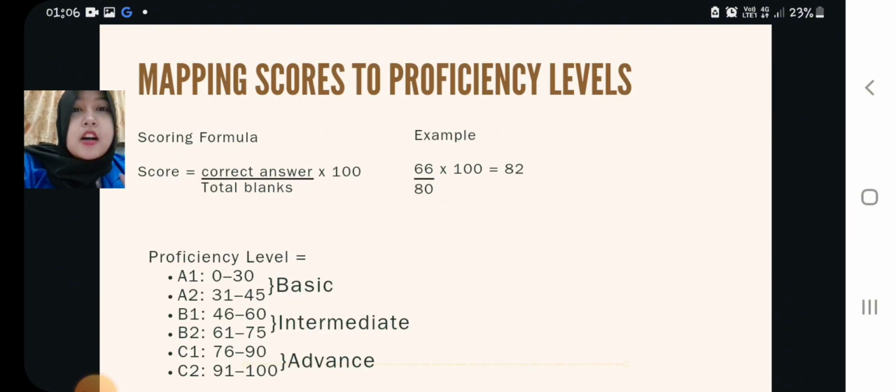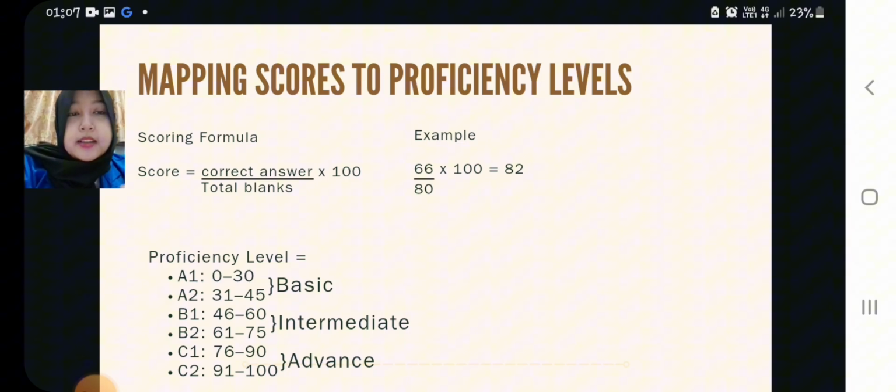And this is how to map the score to proficiency level, and I've made this based on my opinion of how to score the C-Test I've made. First is the scoring formula. First is correct answers divided by total blanks and then multiplied by 100.